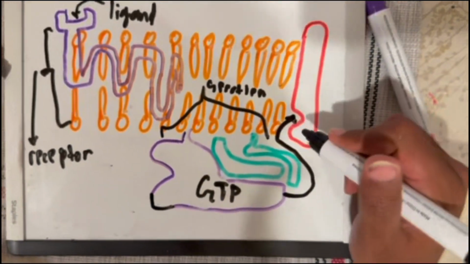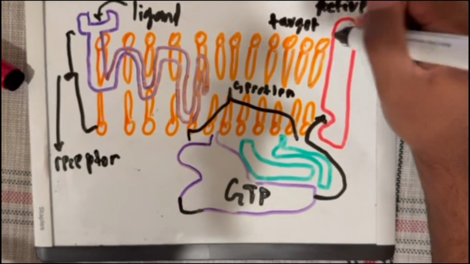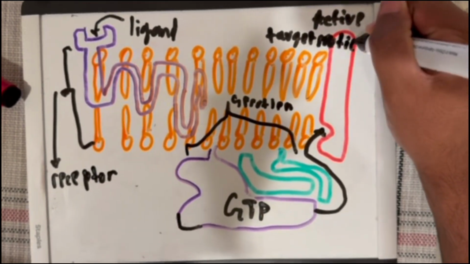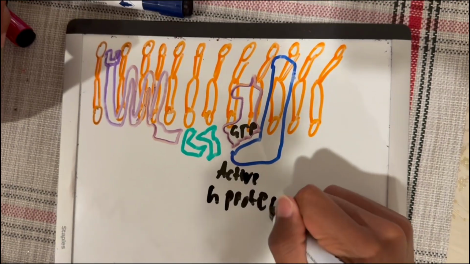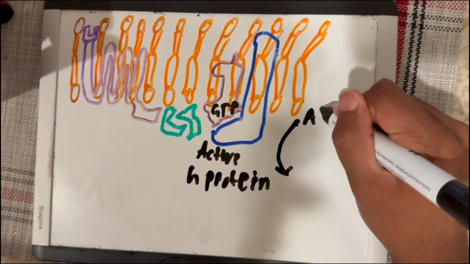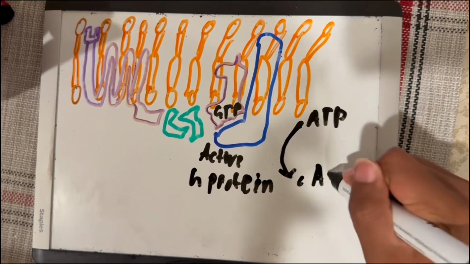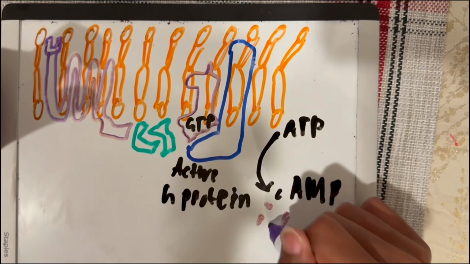Think of the G protein like a switch. When it turns on, it activates an enzyme called adenylate cyclase. Adenylate cyclase converts ATP into something called cAMP. cAMP is important because it spreads the signal inside the cell. It activates a protein called protein kinase A, or PKA.